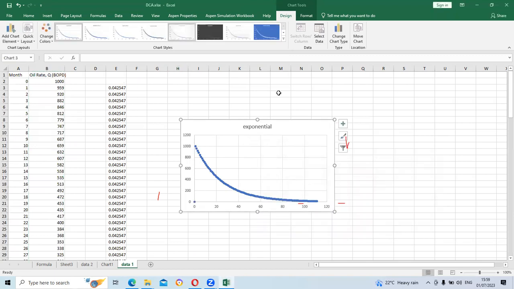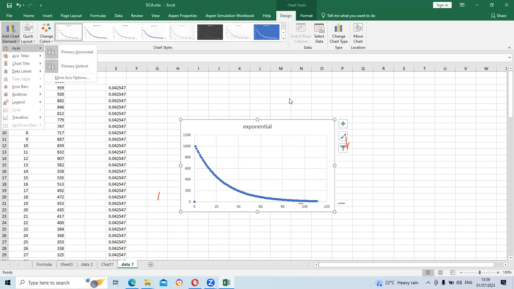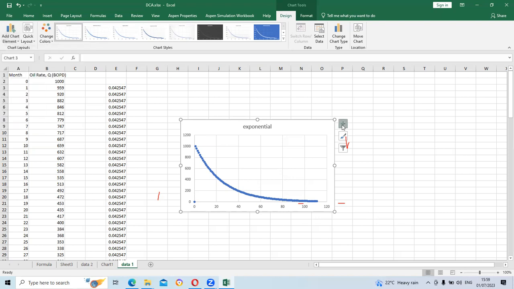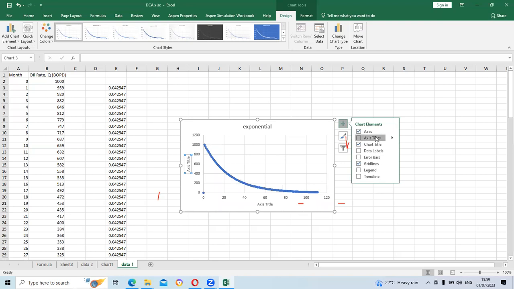Okay. So this is what it gives us. So this is the rate. This is the graph of how the rate varies with time. Remember, we can always adjust. You can even come here and add things. We add the axis title there.